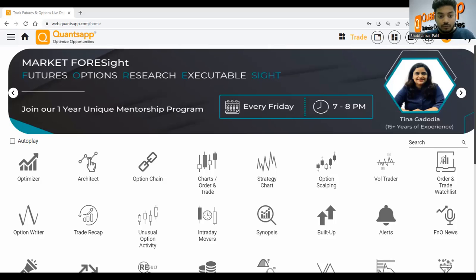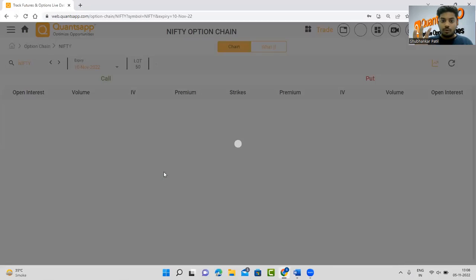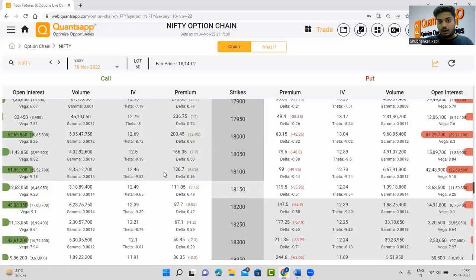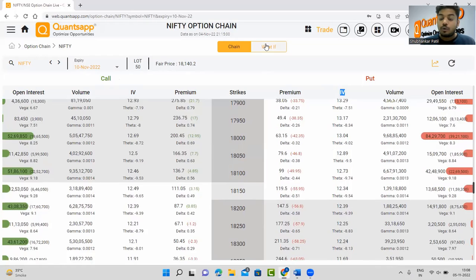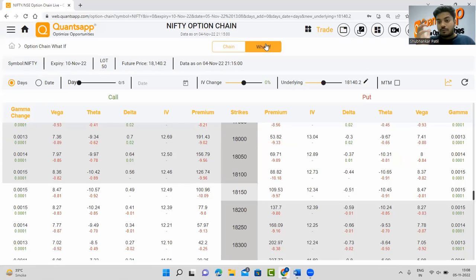Now, let's understand how implied volatility is important for us if we are trading in options. So let's understand it using Quantsapp's option chain what-if analysis. This is the option chain tool in our application, wherein you will see call options data on the left-hand side and put options data on the right-hand side, but I am going to option chain what-if analysis, which means I want to understand what will happen if a particular scenario happens in the market. So let's try to understand it.